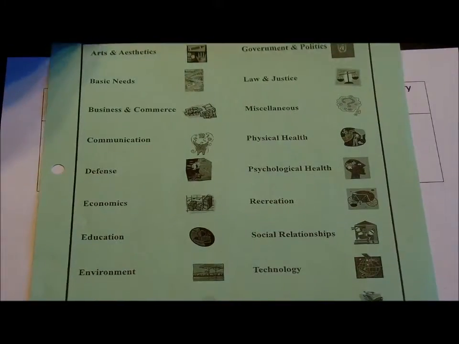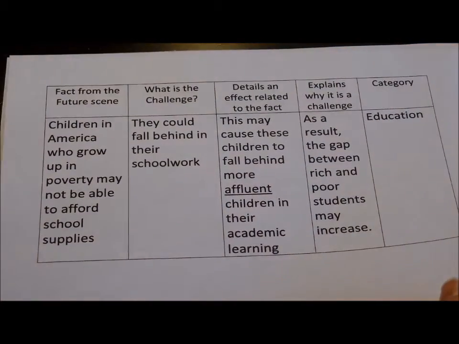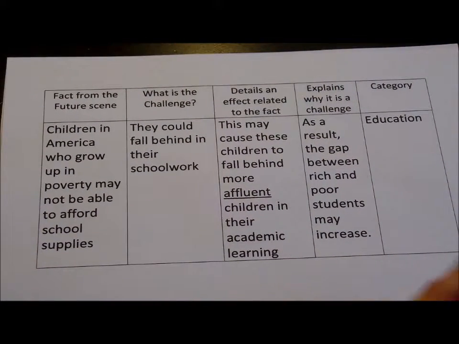Once they fill this out, it may look something like this. So the first thing they would do is identify the fact from the future scene. Children in America who grow up in poverty may not be able to afford school supplies. That came directly out of the future scene that they read. And so that one's pretty cut and dry. And then it's just a series of cause and effect relationships after that.